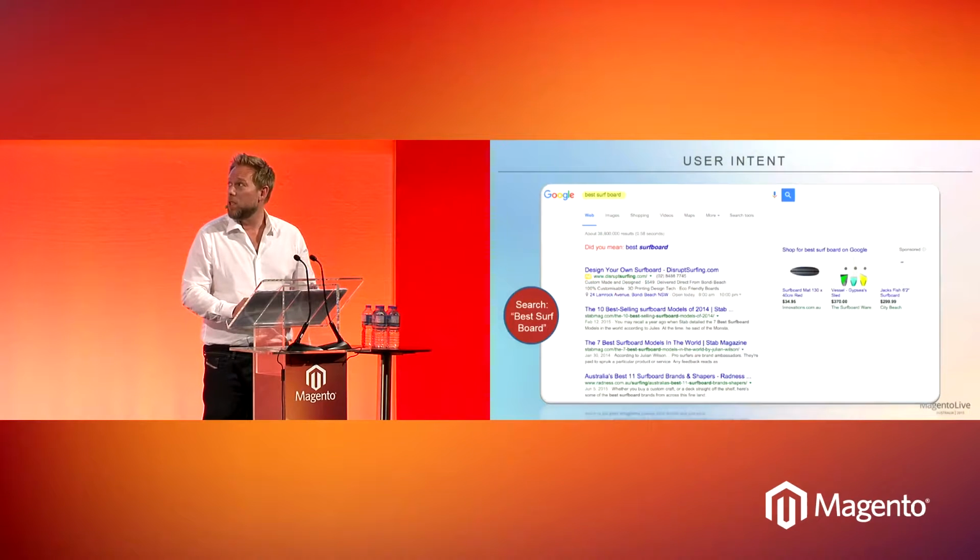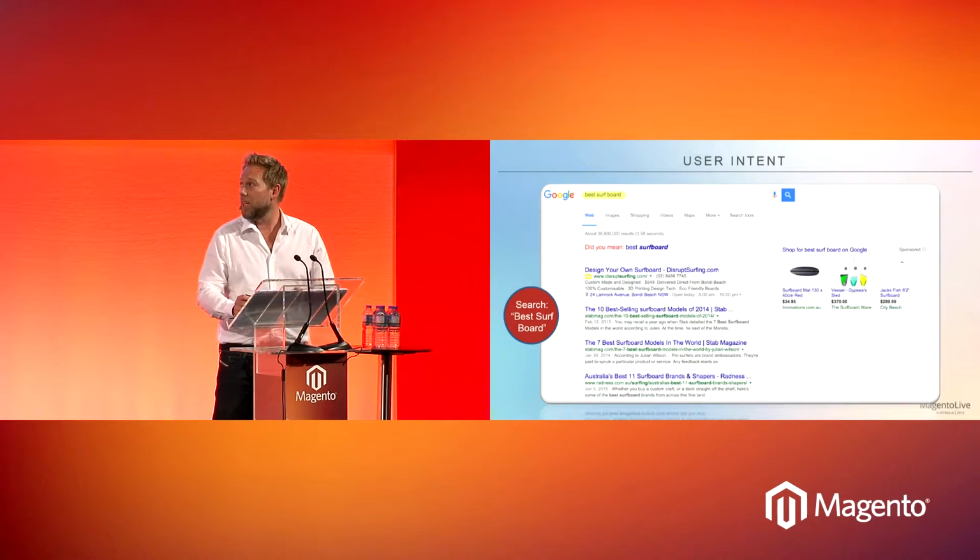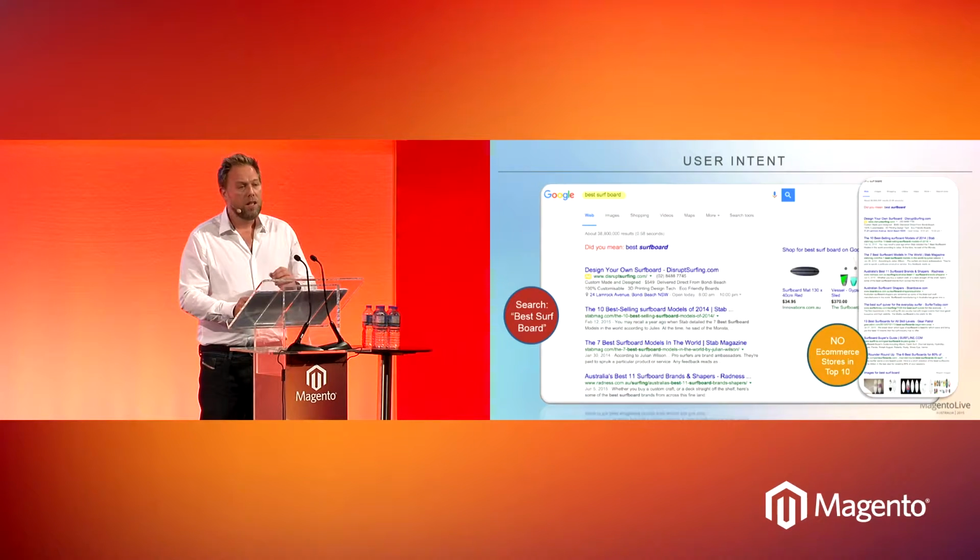So the first one is user intent. Now in this search, I've done a search for best surfboard. And what's important about this is that Google knows through this semantic processing that when I type best, I'm researching. I'm not ready to buy a surfboard yet. So what you can see here is that none of the results in the top 10 actually are e-commerce sites. All of them are comparison and review sites.